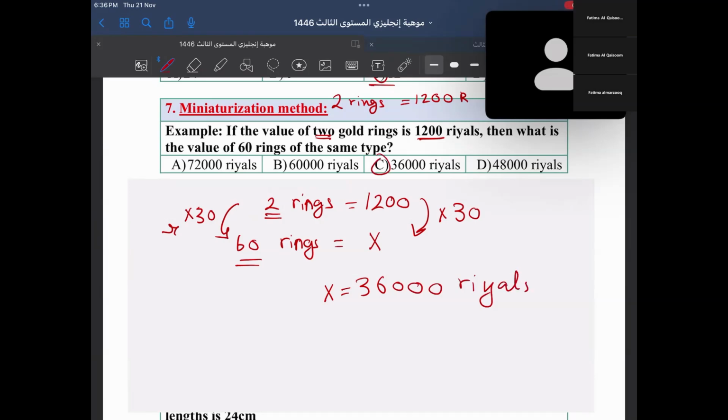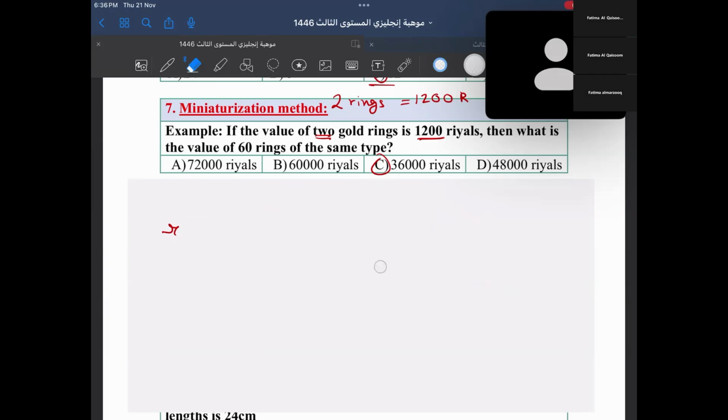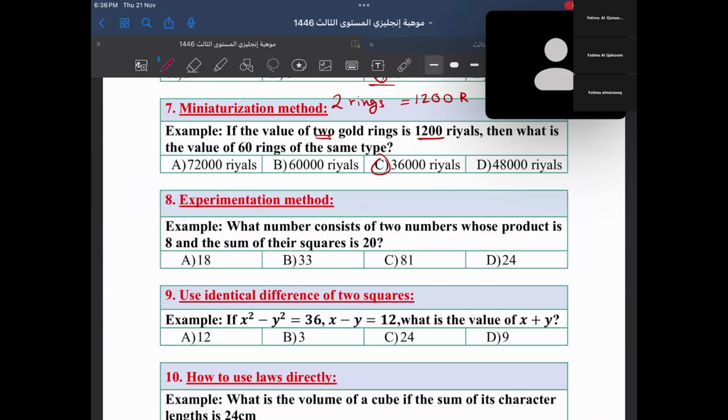Okay. So the answer is C. Is it clear? Yes. Okay. Amazing. Yalla. Let's go to the next question.